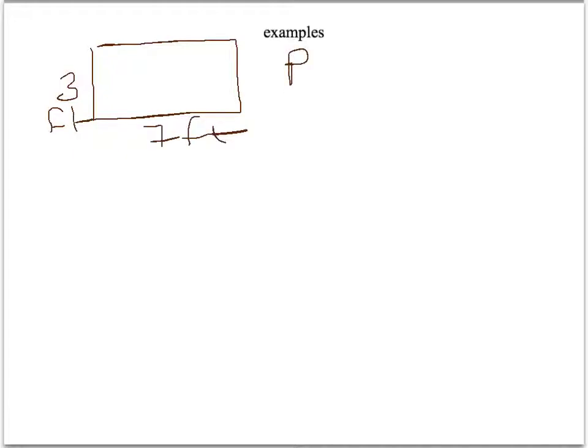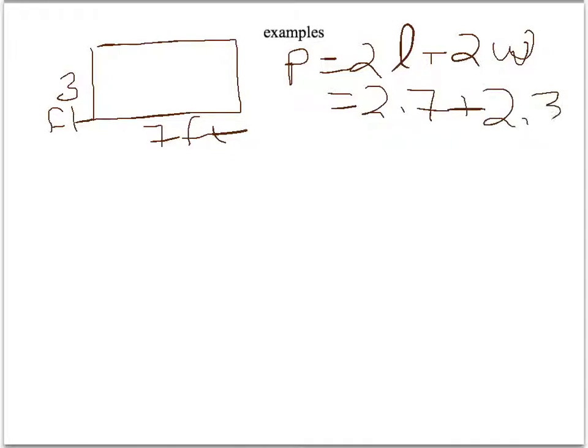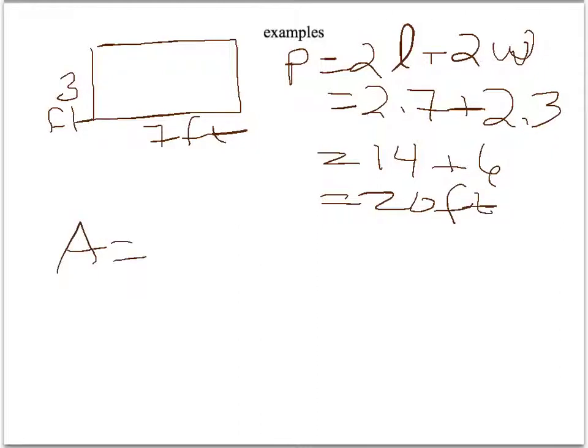So, some examples. I'll just do a few examples. Let's say I have a rectangle, and it's 3 feet and 7 feet. Well, if I want to know my perimeter, I do 2 times L plus 2 times W, which is 2 times 7 plus 2 times 3, which is 14 plus 6, or 20 feet. If I want to find my area, it'll be 3 times 7, it's length times width, and that gives me 21 feet squared.